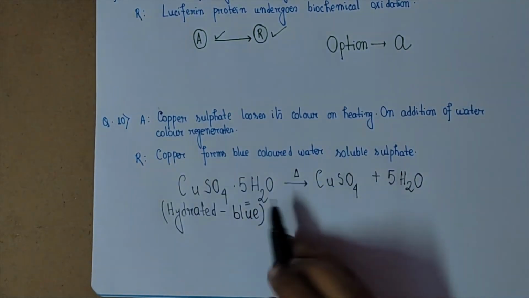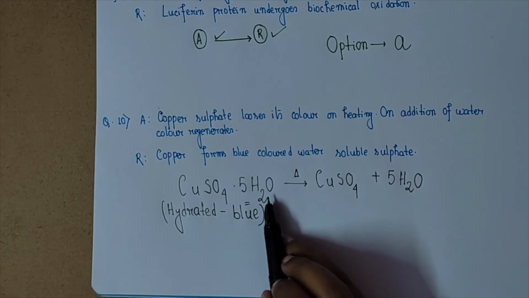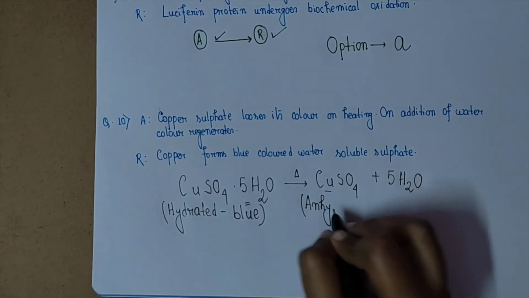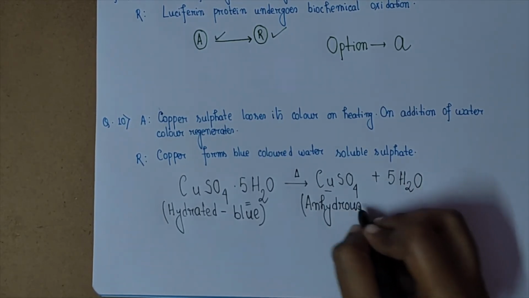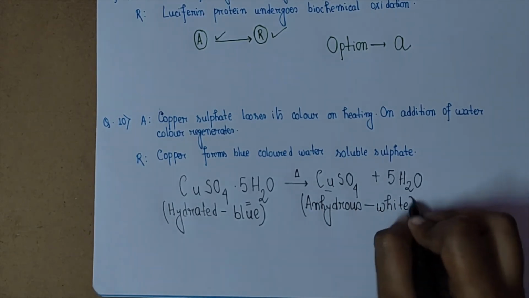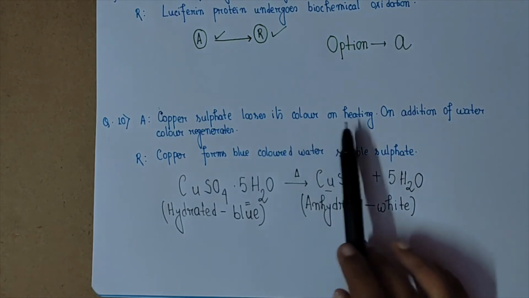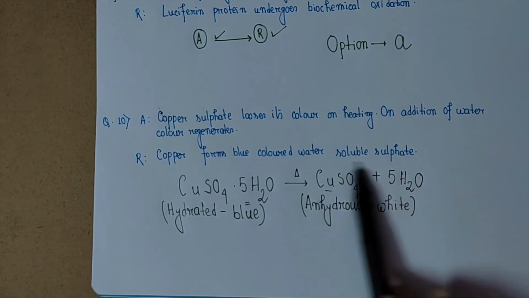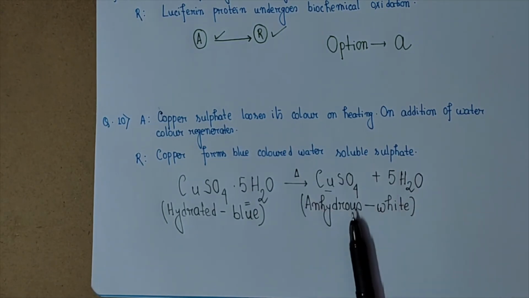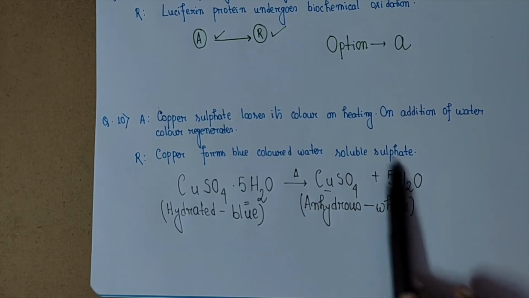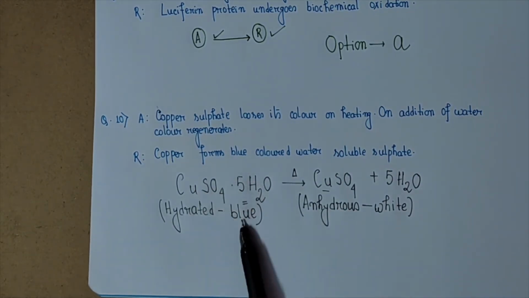But if we heat it, it will lose all the water of crystallization. So now this one is the anhydrous form of copper sulfate, which is white in color. So what is the assertion? Copper sulfate loses its color on heating, and on addition of water, color regenerates. If you add 2 or 3 drops of water to this anhydrous copper sulfate, it will again attach with the 5H2O molecules and transform back to the hydrated form. Again the color will regenerate.